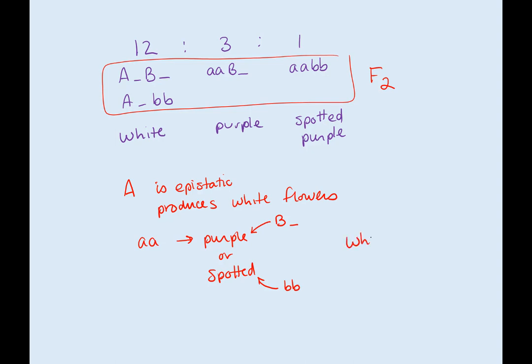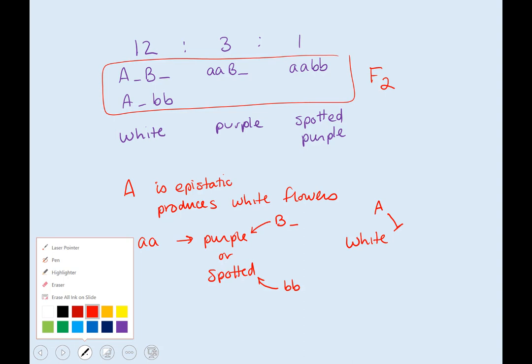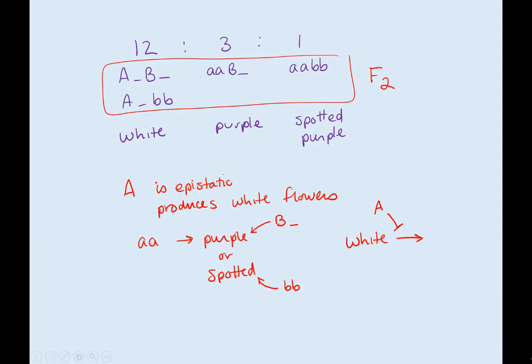Right? So if I was writing a pathway, I would say white is caused by the dominant A allele. You can't go any further. To go to purple, I have to have the small a, and I have to have the big B. And if I go to spotted purple, it's because I had the little b. So the big B gives me purple, little b gives me spotted purple.